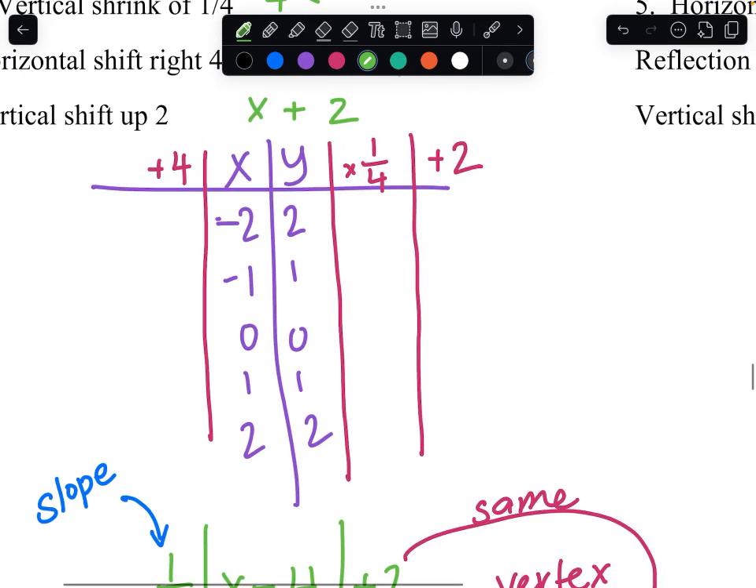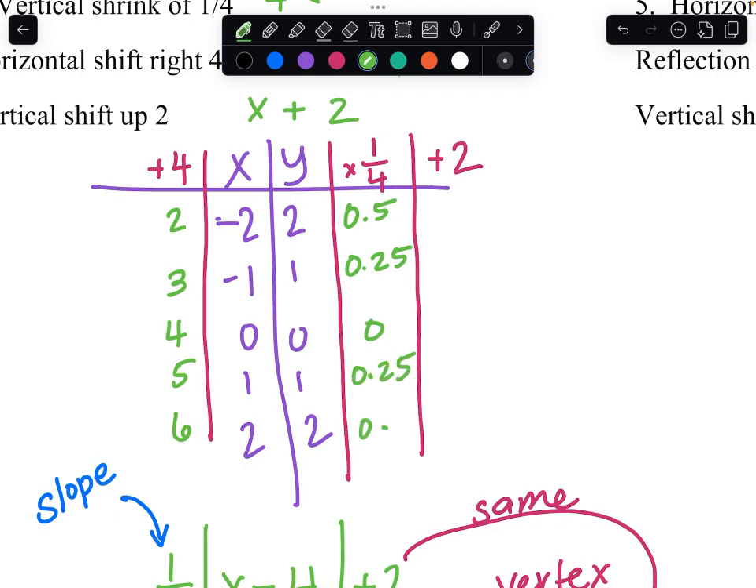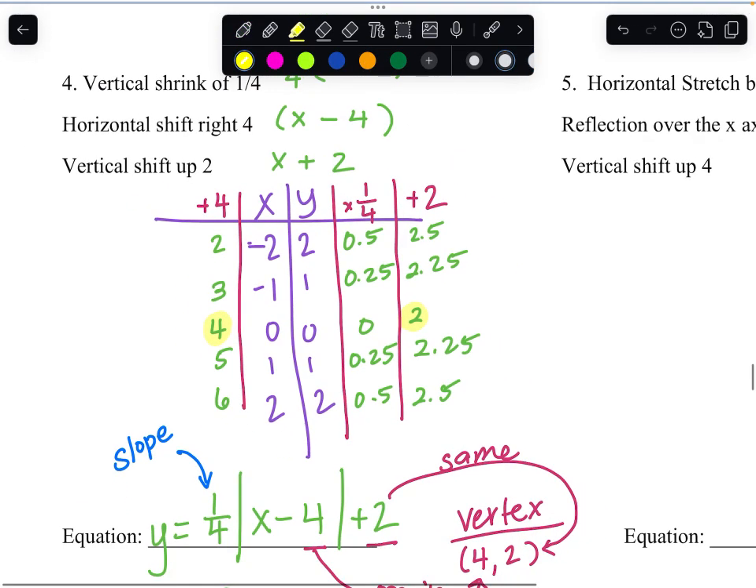Some quick numbers would give us 2, 3, 4, 5, 6. Multiplying by 1/4 would give us 0.5, 0.25, 0, 0.25, and 0.5. And then adding 2 would just give us 2.5, 2.25, 2, just 2, 2.25, and 2.5. And what's kind of cool, that vertex I'm talking about is the middle of our graph because that's where our origin was.